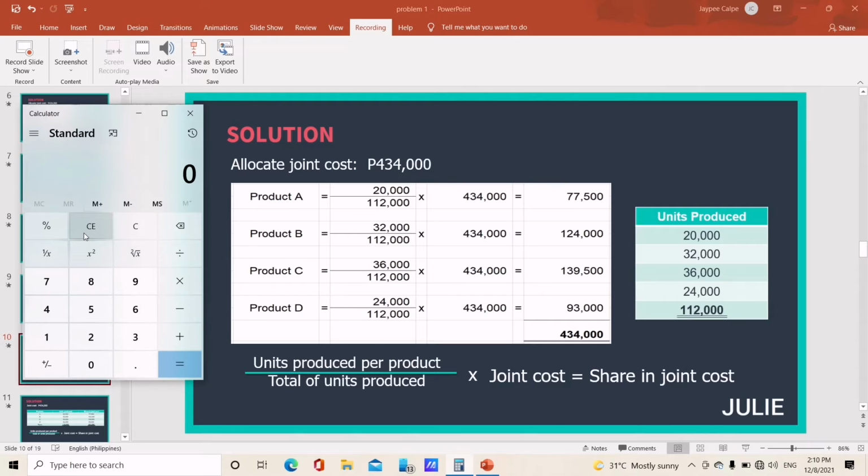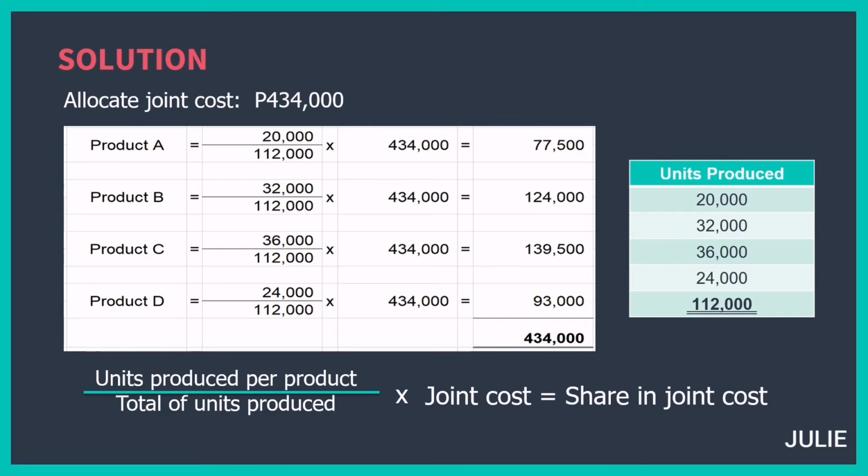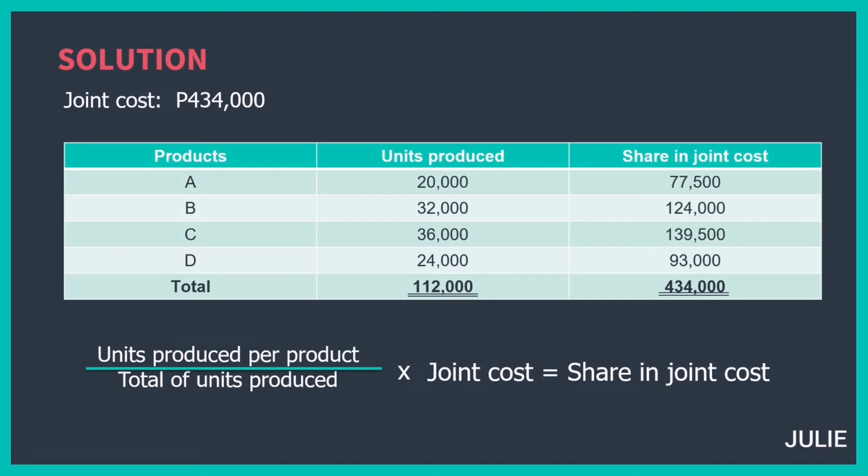So adding all share in joint cost, which is 77,500 plus 124,000 plus 139,500 plus 93,000, we have 434,000. The same again as the joint cost given by the company. So after the allocation of the joint cost, our table now will be like this.